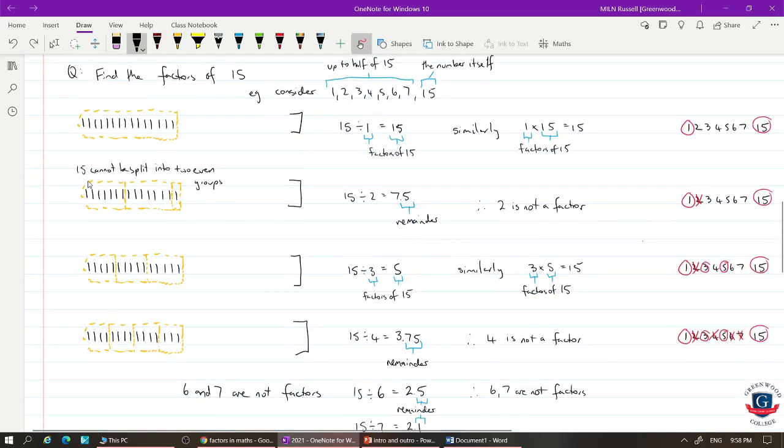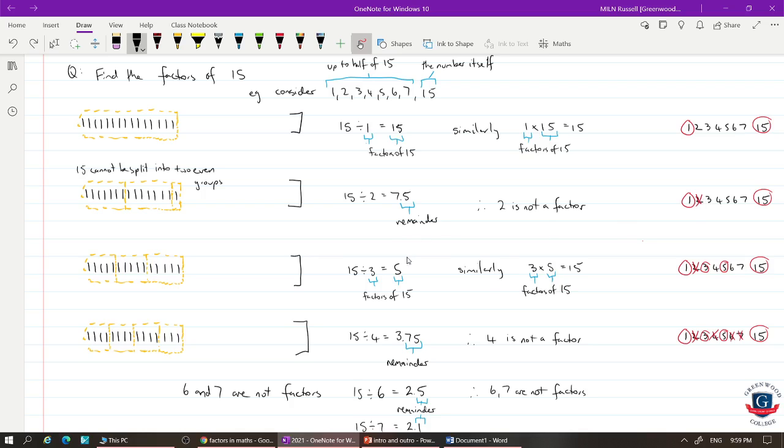Now we can't split 15 into 2 even groups. We'd end up with 2 groups of 7 and a group of 1. That's no good. We can show that with the division sum. 15 divided by 2 is equal to 7.5. That half indicates to us that there's a remainder. We'd have to split this last one in half and put half in each group. So because we have a remainder, we can say 2 is not a factor and cross it out.